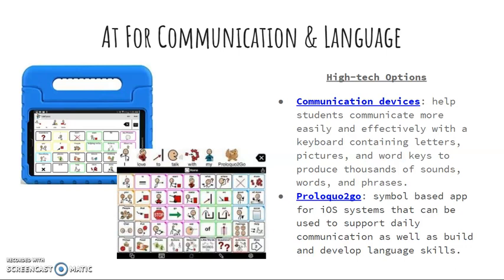Proloquo To Go is a symbol-based app for iOS systems that can be used to support daily communication as well as build and develop language skills for our students with autism. This is also quite expensive, and if you click on the link, you can see what a price point would be for a speech app like this.